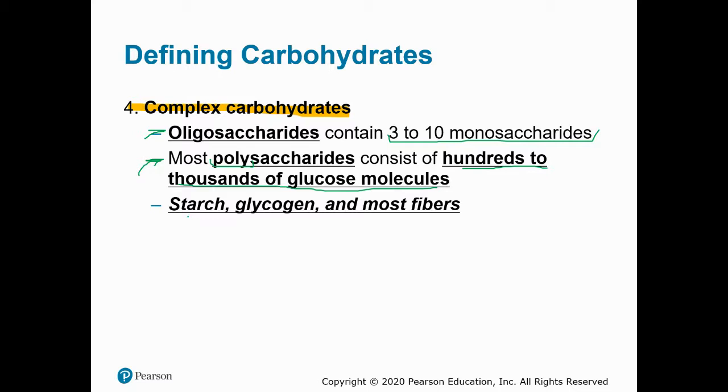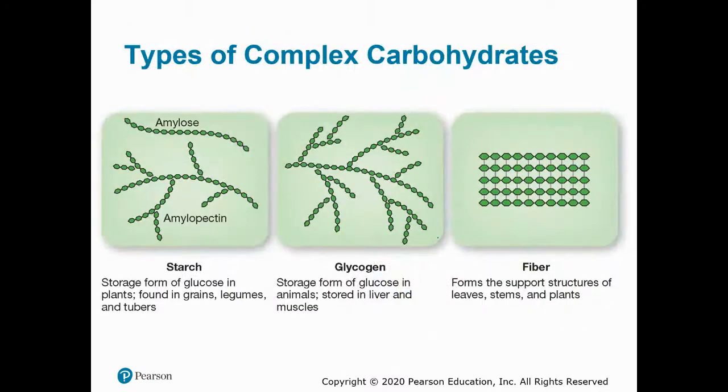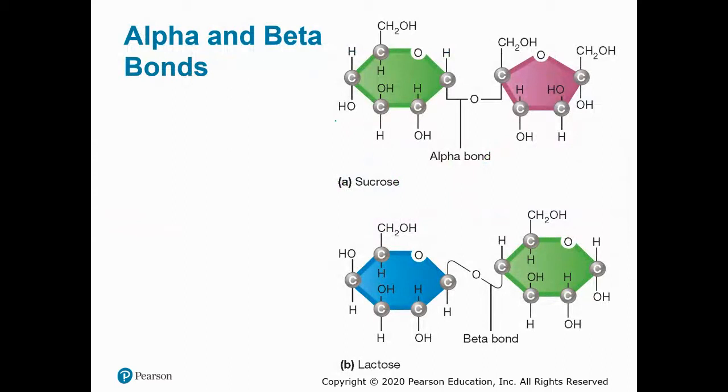We're going to talk about three types of complex carbohydrates: starch, glycogen, and fiber. I'm going to jump right to this slide because I want to give you the visual of what we mean when we say there are hundreds to thousands of glucose molecules bound to each other. These are condensed drawings of our three types of complex carbohydrates: starch, glycogen, and fiber. Remember that glucose, hang on, I'm going to go back here.